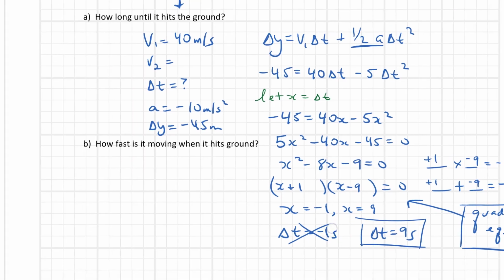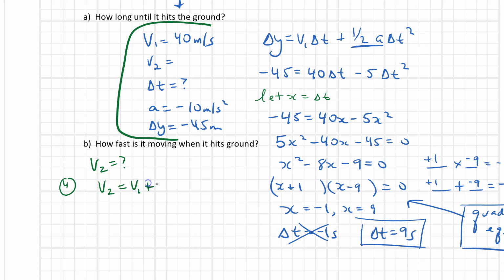How fast is it moving when it hits the ground? It's very similar here. We're going to use all those equations again, but the difference now is that what we want to figure out is v2. So we can't use equation number 1 because it doesn't have a v2. A nice one would be equation number 4: v2 is equal to v1 plus a delta t. It makes sense that the final velocity is going to be the initial velocity plus the acceleration. It increases by 10 every second.